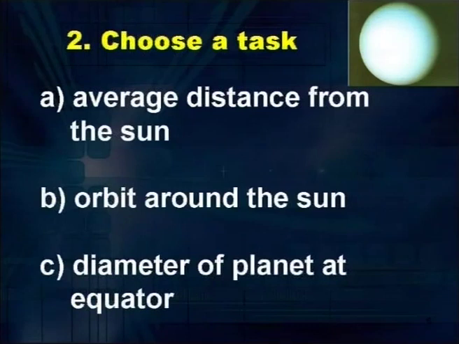Group members, these are the areas that you will be looking at to take notes on. So this is the first area, the average distance from the sun of the planet that you chose. So you will look at only the planet you choose.